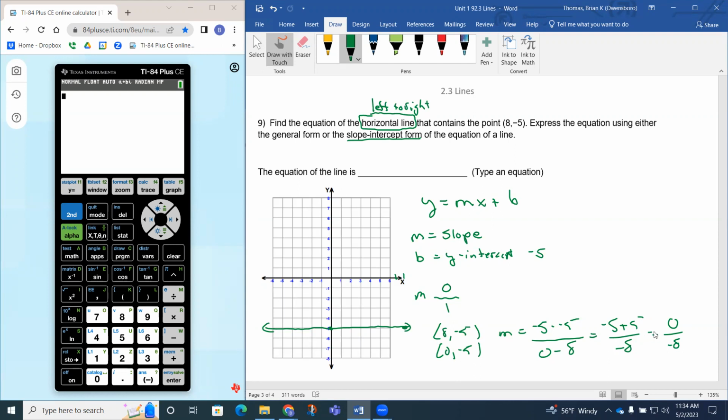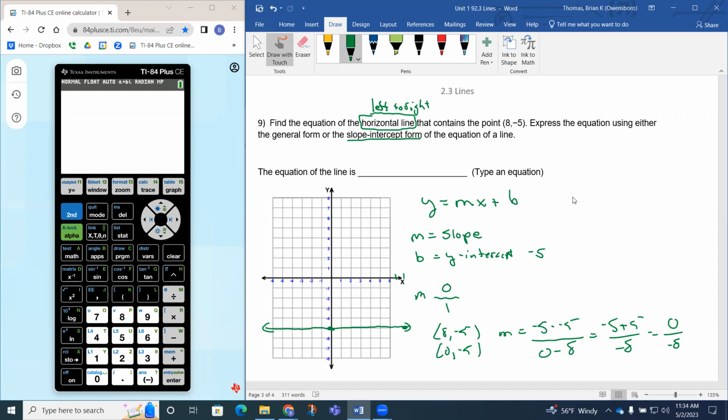So what this is saying is, if your slope is 0, there's no change from this point. But if you move left 8, you're going to be over here at the y-intercept. So that would be a change of -8 moving to there. But notice how it's still a horizontal line.